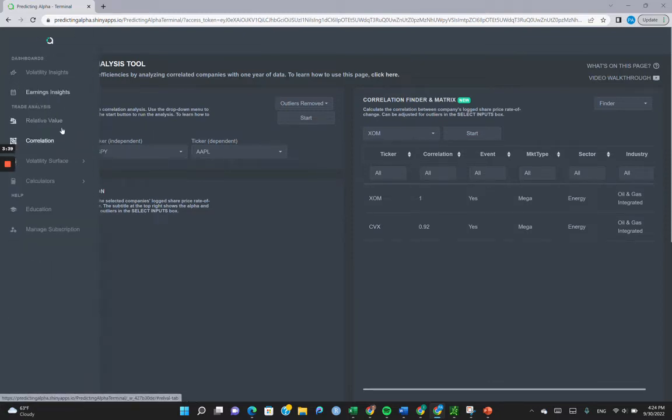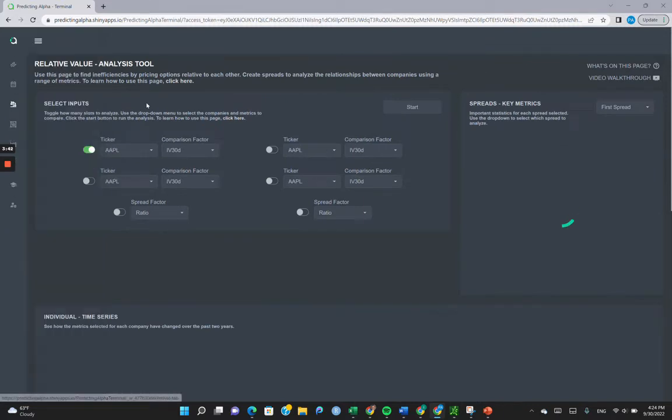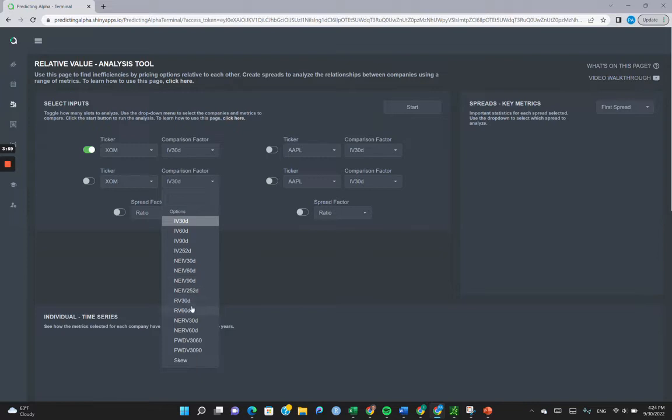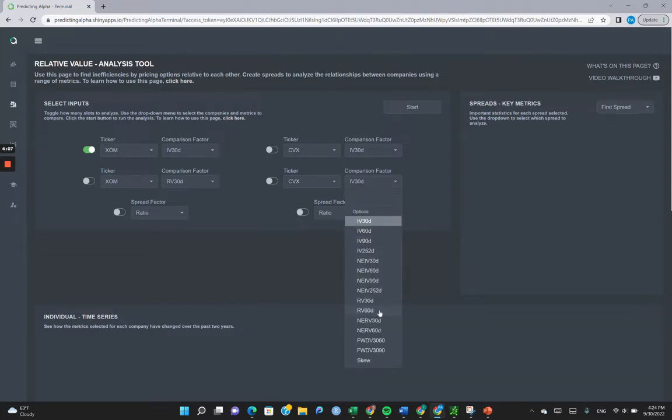Now what we can do is go down here and use the relative value tab. What you're going to see right here is that you have inputs you can put in. You can put in four given inputs. What I like to do is put in first the short-term IV and the short-term realized volatility for both of these companies, whichever ones I'm comparing. And I want to get the ratios for both of them. So we turn both of these on. We get them both set to the IV30 divided by their RV30. We set the spread factor on as a ratio. And then we just run it.